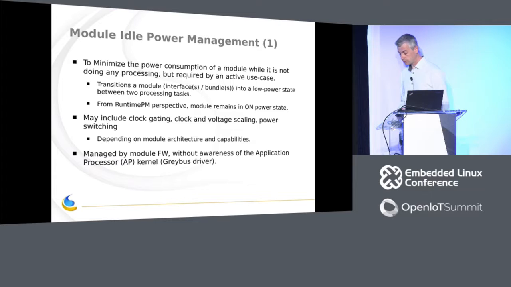Okay, so we addressed the runtime power management of module, the power allocation and protection. We can still provide more optimization in terms of power management by making sure a module is not over-consuming while it's doing nothing. The runtime power management of module, as I explained, is taking place at use case boundaries.